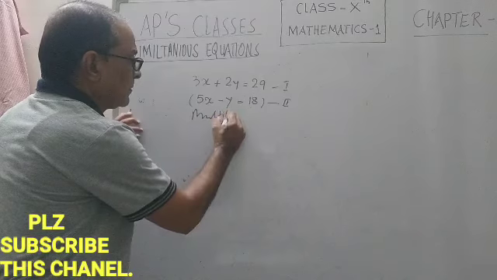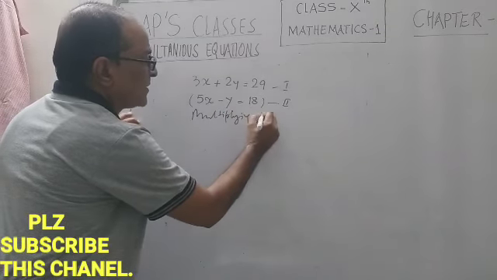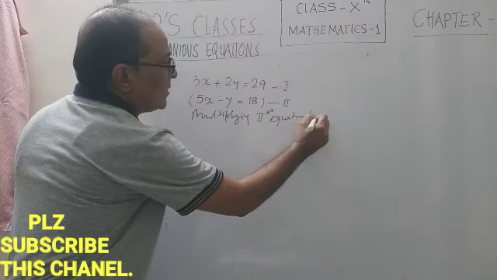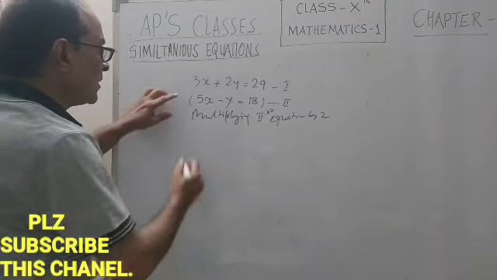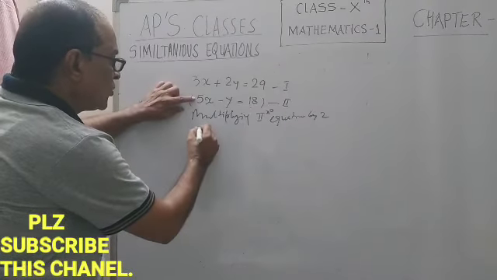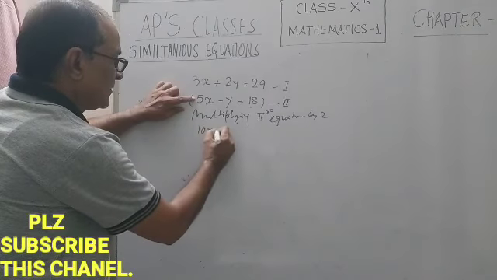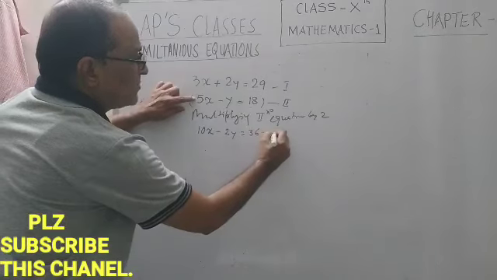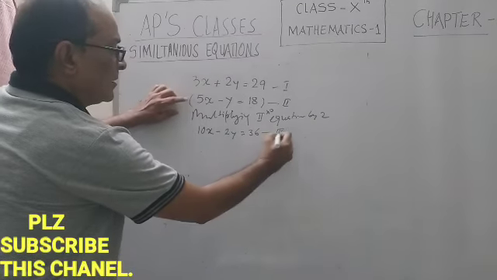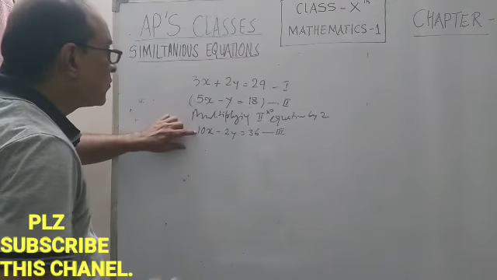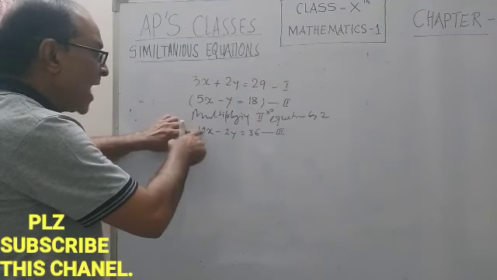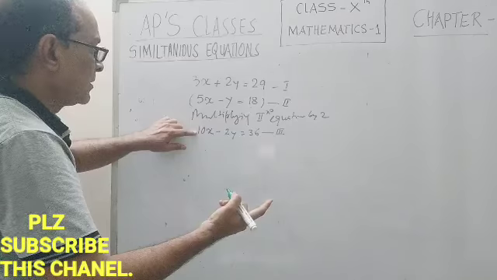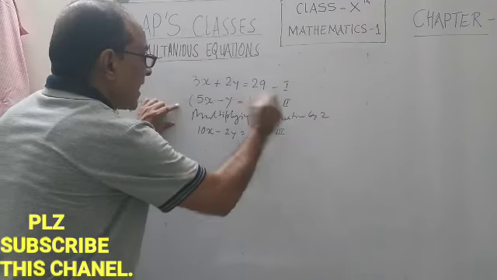Multiplying second equation by 2, how will it be? 5 into 2, 10x minus 2y is equal to 36. This will be the third equation. This is the form of the second equation, and we have made it easier to ease our solution. So we'll just forget this one right now.